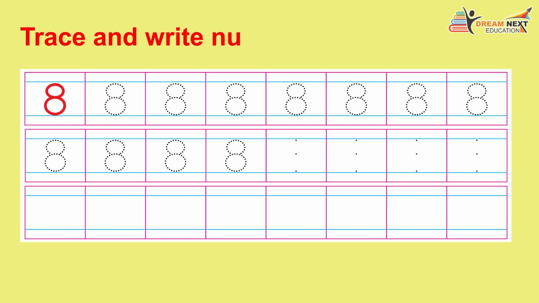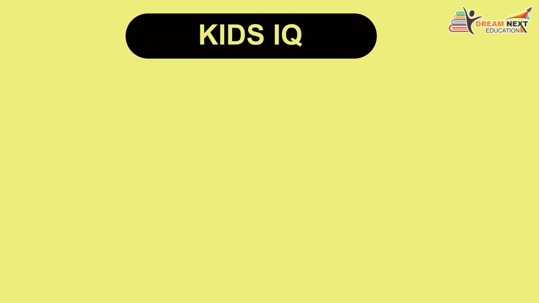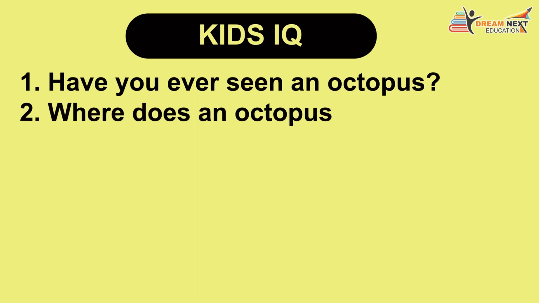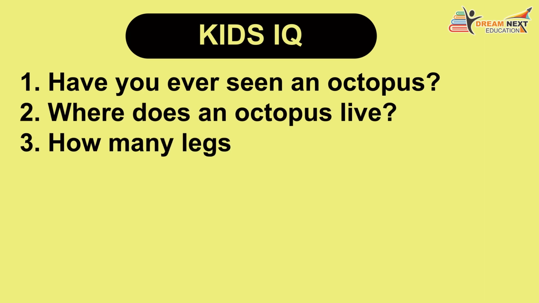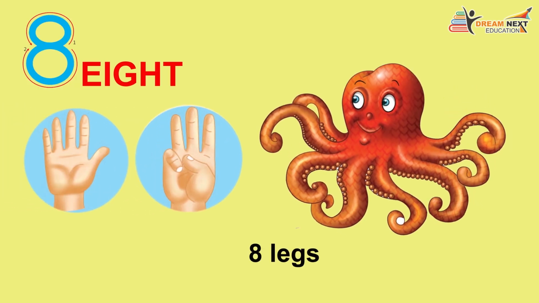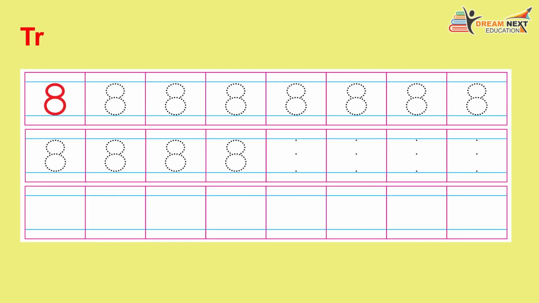Trace and write the number 8. Kids IQ. 1. Have you ever seen an octopus? 2. Where does an octopus live? 3. How many legs does an octopus have? 8. 8 legs of an octopus. Trace and write the number 8.